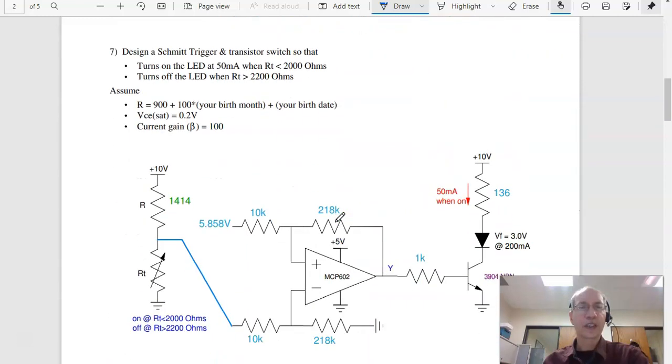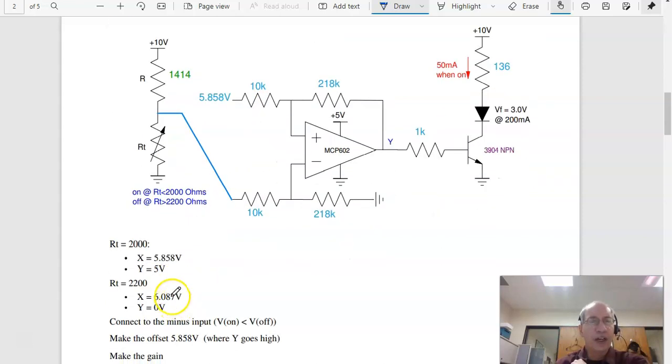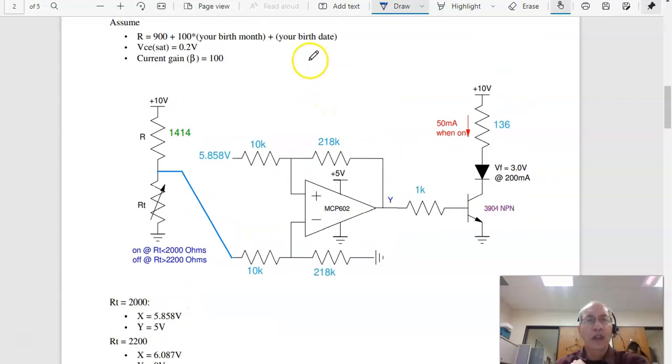That's problem 6. Problem 7 is design a Schmitt trigger so that it turns on at 2000 ohms, turns off at 2200 ohms. So R is from my birth date. If it's 1414 ohms, I can find the voltage at this point. It's going to turn on at 5.8 volts, off at 6.0. See, this is where it turns on.